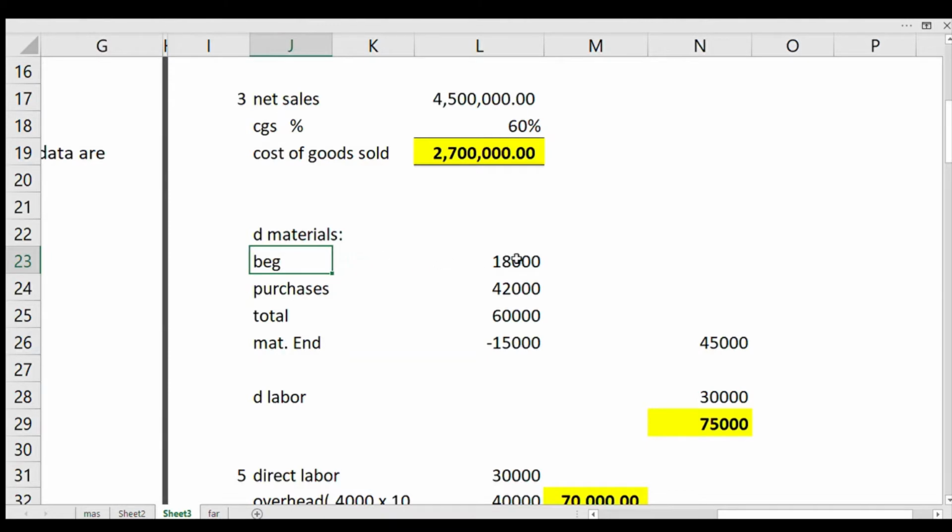Since there are data given for the materials, we have the beginning 18,000 pesos. We have purchases of 40,000 pesos. So we have to get their total, because beginning should be added to the purchases. Okay, so we have the total and we have to take the material end so that we can get the material used. This is the materials used.